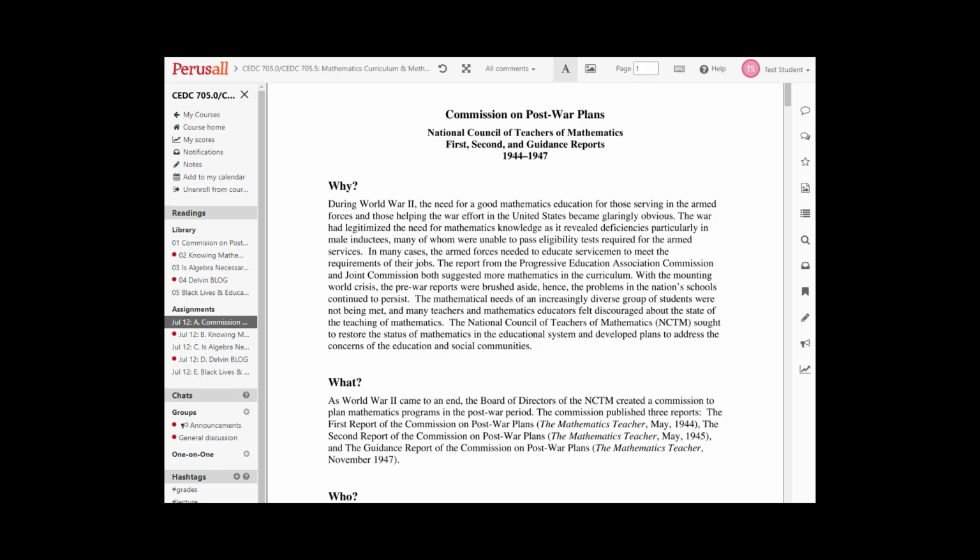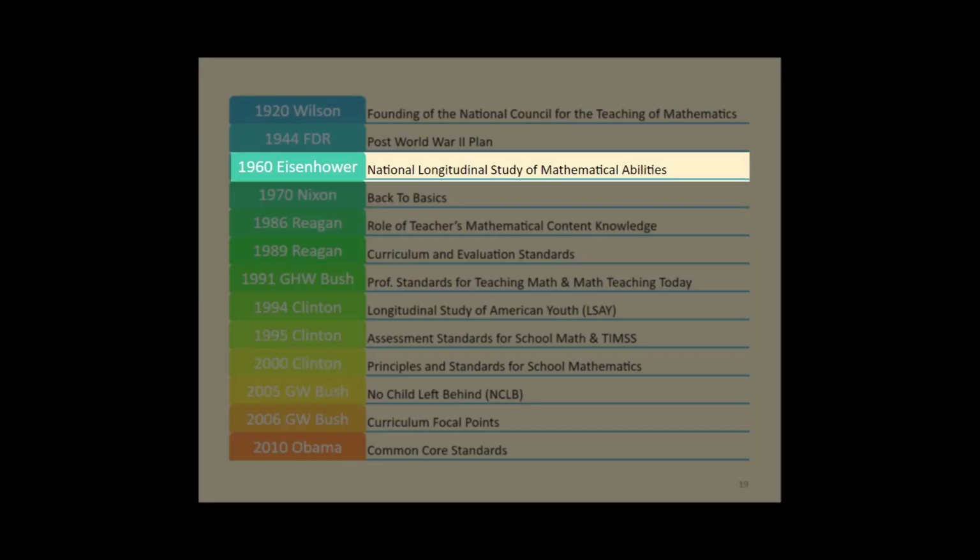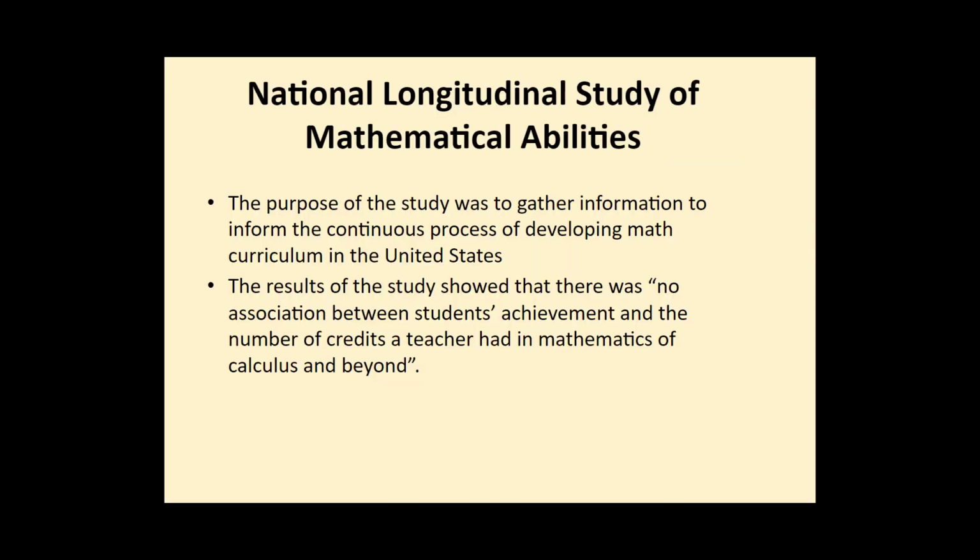As you read this, pay close attention to the groups that the NCTM identifies and in which ways their capabilities are best suited. The next major event that I will discuss happened about 15 years later during the Eisenhower administration in the early 1960s. At this time, the National Longitudinal Study of Mathematical Abilities began its work collecting information about the continuous process of developing math curriculum throughout the United States.